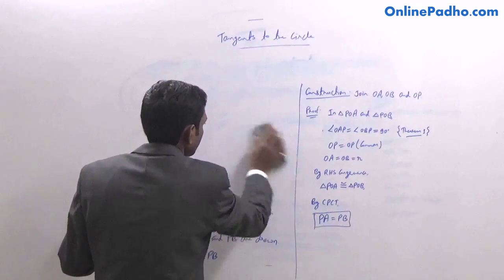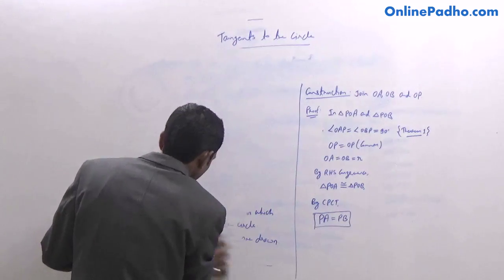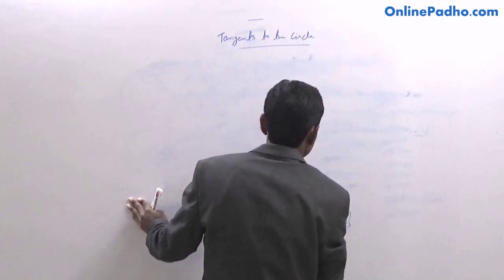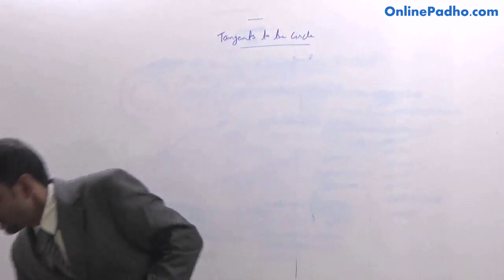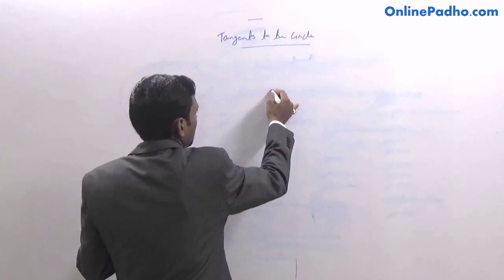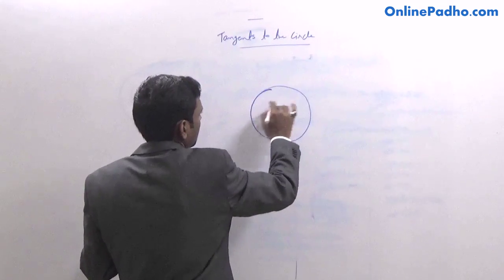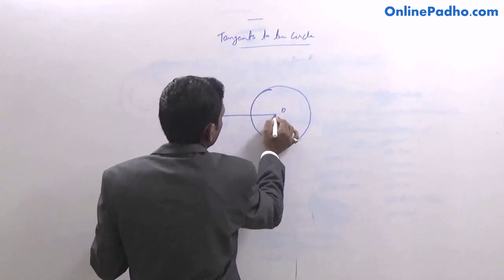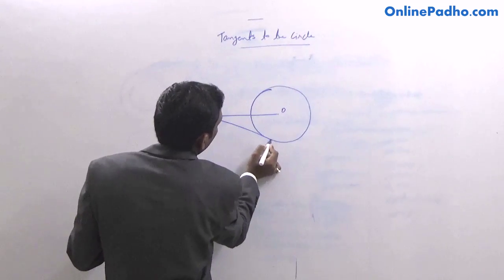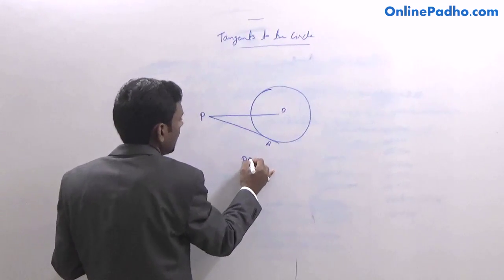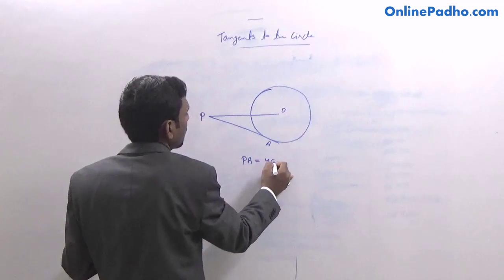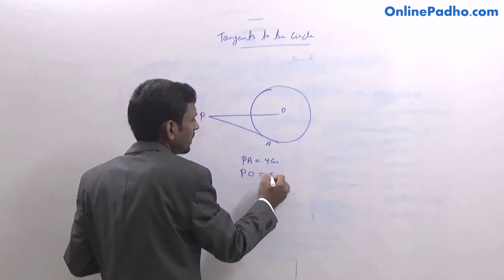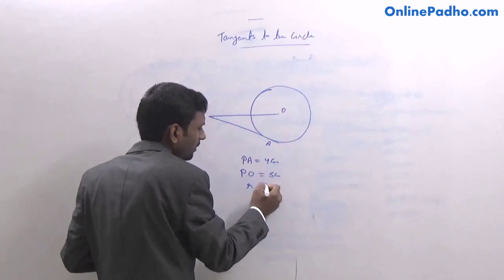Let's see. If we have a question like, if we have a circle and center given, and an exterior point P, and the question is the length of the tangent from this exterior point, PA, is equal to 4 centimeter and the distance from the exterior point to the center is 5 centimeter. So what is the radius of this circle? Very simple question for 1 mark.